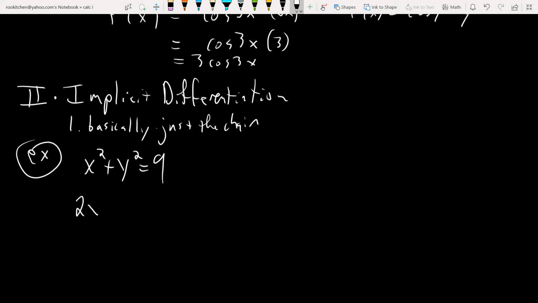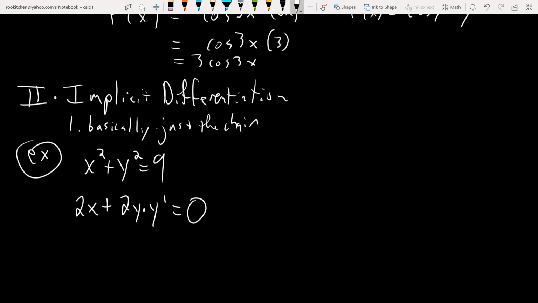squared is 2x. And the derivative of y squared will be 2y, but then you have to tack on the derivative of y because we don't really know what y is. And then on the right-hand side, the derivative of 9 is 0. So you basically just take the derivative of everything. If you see a y, you're going to have to tack on a y prime because of the chain rule.